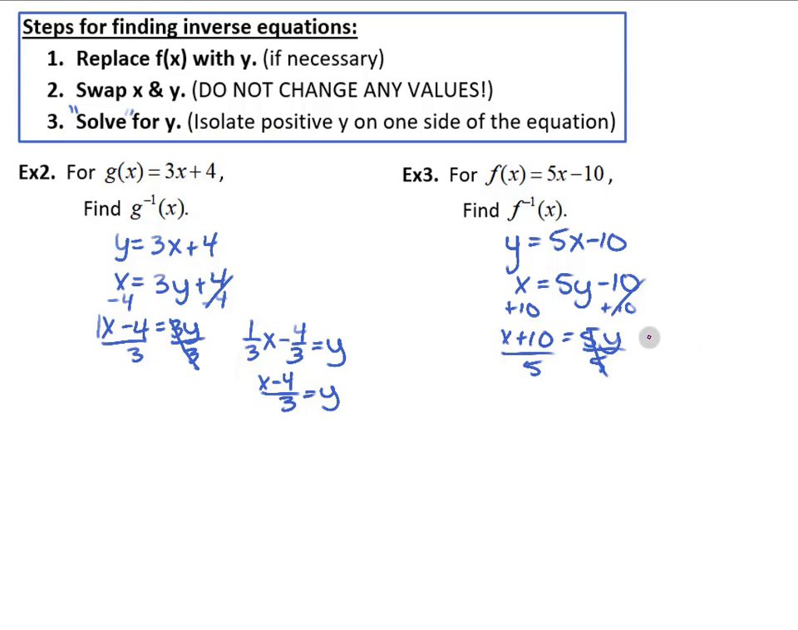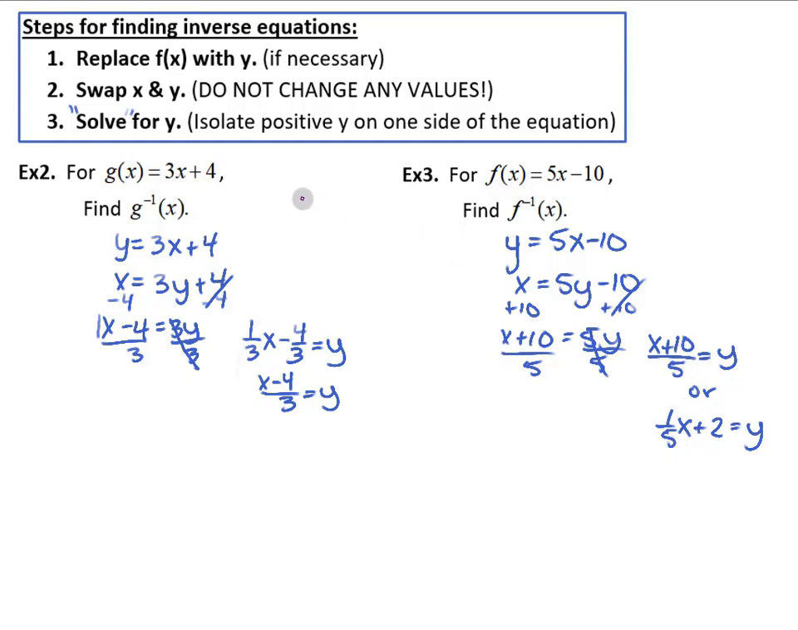Okay, so I could write this as (x plus 10) all over 5 equals y. Or, again, you can think of there being a 1 here. So this is really the same as 1/5 x plus, well, 10 over 5 reduces to 2. And so here are 2 acceptable answers for our second question: (x plus 10) all over 5 equaling y, or 1/5 x plus 2 equals y.